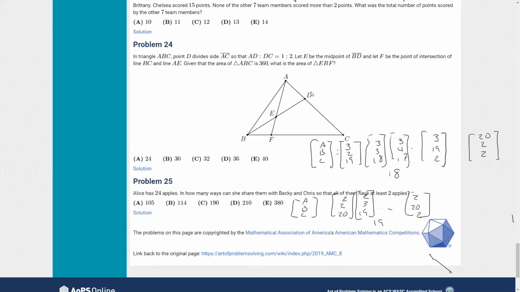If Alice gets 3, and Becky gets 2, and Chris gets 19, then Becky and Chris once again keep swapping, then we get 18. And using this trend, we can predict that if Alice has 4, Becky has 2, and Chris has 18, then there's 17 ways to organize, all the way down to the point where Alice has 20, Becky has 2, and Chris has 2. So what we're going to do is 19 plus 18 plus 17 plus all the way down to 1, because that's what we predict the trend will look like.